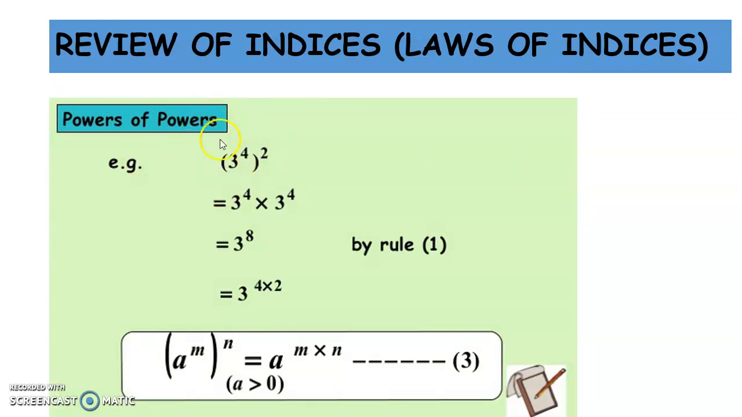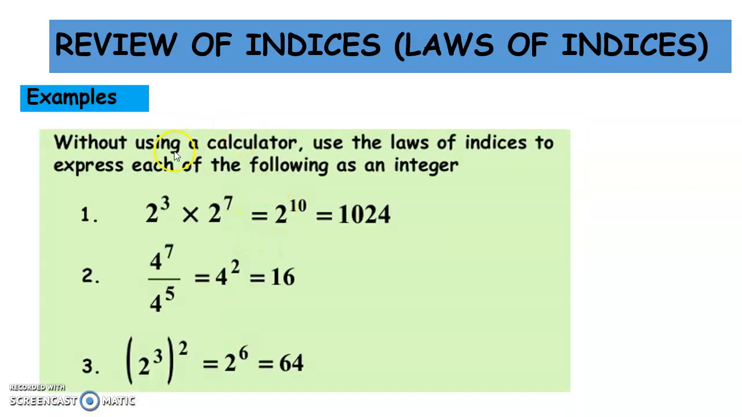Now we have the powers of powers. If you have something like this, 3 raised to the power of 4 in a bracket, raised to the power of 2, then the 4 can conveniently multiply the 2. Okay, so 4 times 2 gives us this law. So you need to take note of that.